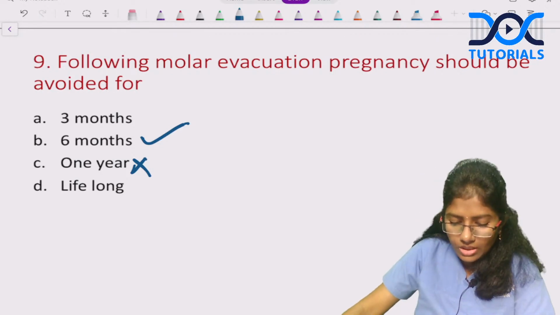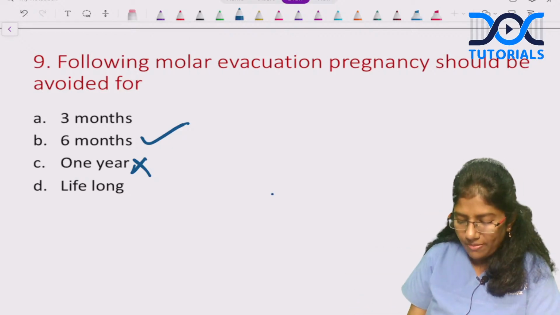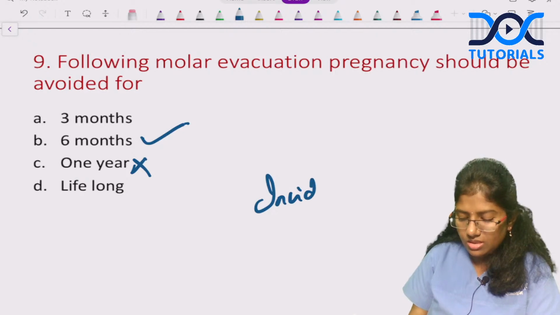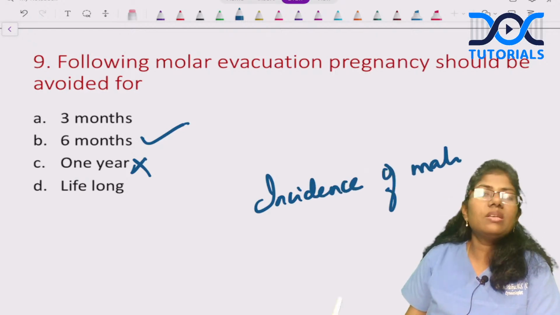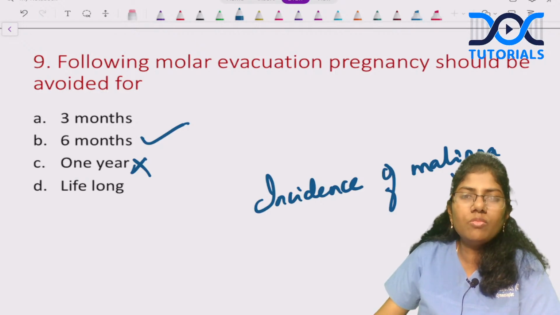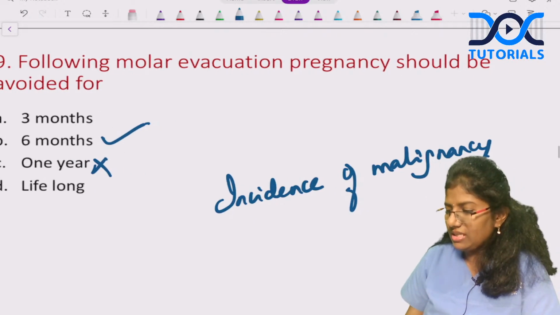So finally, tell me, what is the incidence of malignancy with complete mole? Where is the incidence of malignancy high? Yes, with the complete mole, the incidence of malignancy is high.